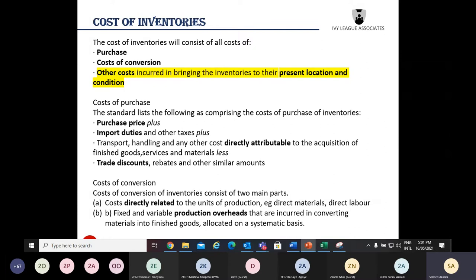If I'm the manufacturer of inventory, what are the likely costs of inventory? If I'm the manufacturer, we have the cost of raw material, the cost of direct labor, the cost of direct expenses, and any other directly attributable costs, which you call cost of conversion. But if I'm not the manufacturer, if I buy outside with an intention to resell, the cost to me includes purchase price, associated taxes, cost of transportation, cost of import duties, handling costs, and I need to subtract trade discount and rebate from it.